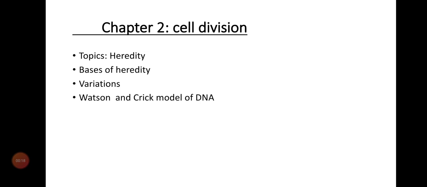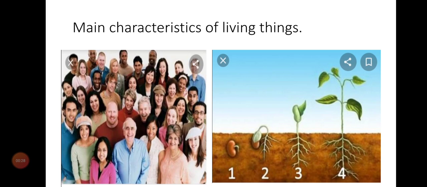Our today's topics are heredity, basis of heredity, variations, and the Watson and Crick model of DNA. Dear students, we have already discussed mitosis and meiosis.